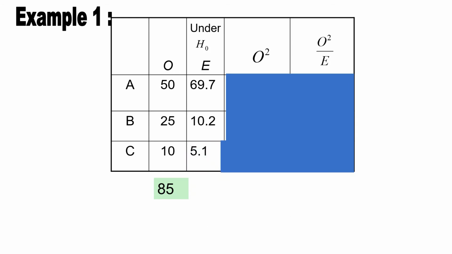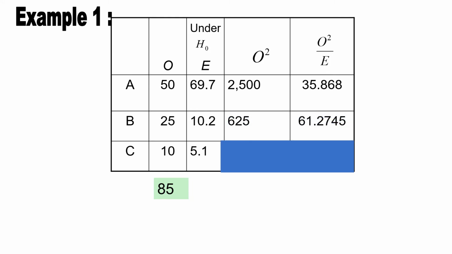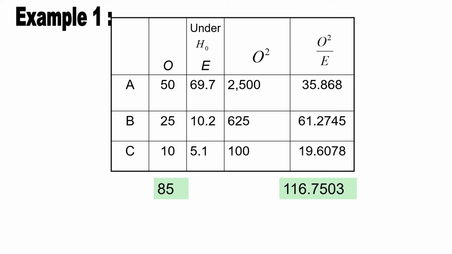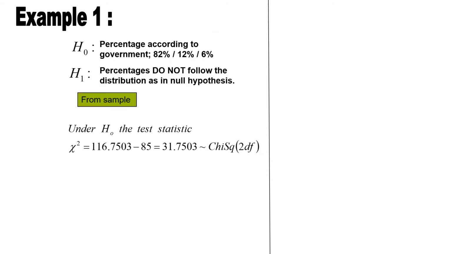For A, O squared divided by 69.7 is equal to 35.868. For B, O squared divided by 10.2 is equal to 61.2745. For C, O squared divided by 5.1 is equal to 19.6078. The total for O squared over E is 116.7503. Hence, the chi-squared test statistic is 116.7503 minus 85, which is equal to 31.7503.